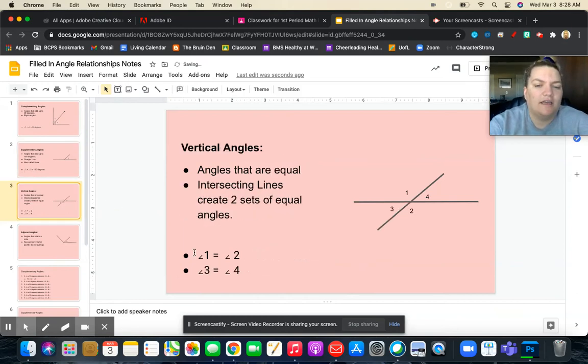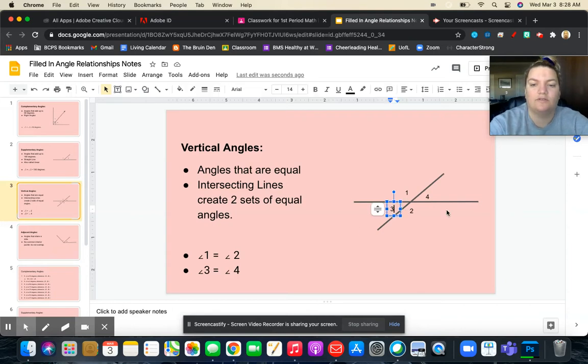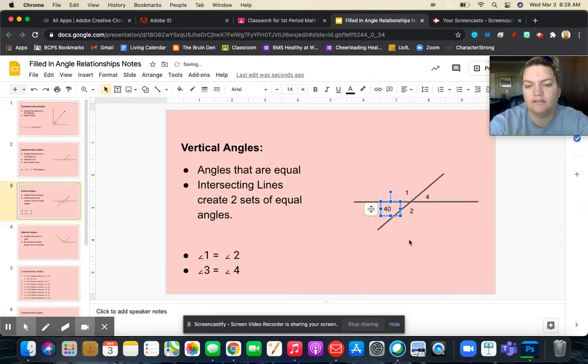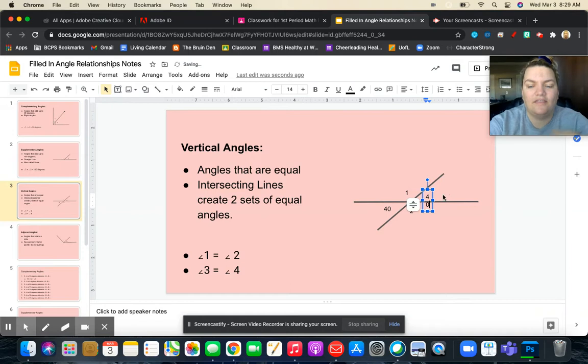All right, vertical angles are angles that are equal. When we have intersecting lines, they create 2 sets of equal angles. So they are also directly across from each other. So angle 1 is equivalent to angle 2. Angle 3 is equivalent to angle 4. So I guess my question to you guys is, let's say angle 3 is 40 degrees because it's acute. That should tell us, since angle 3 is equal to angle 4, that angle 4 is also 40 degrees.